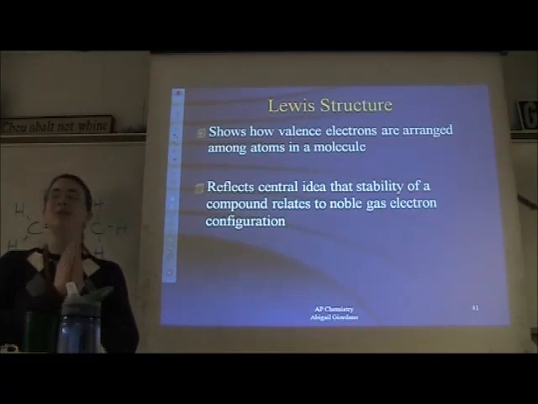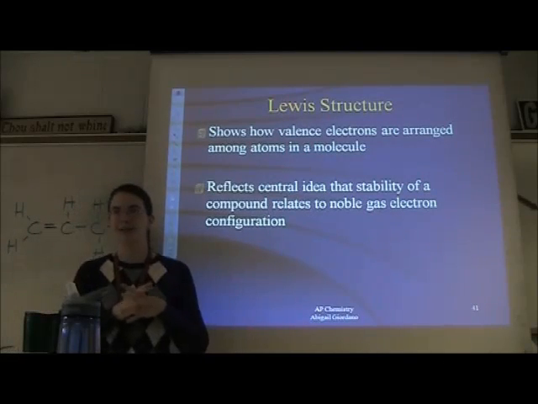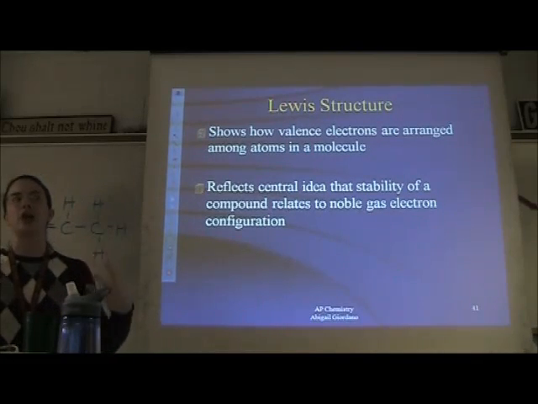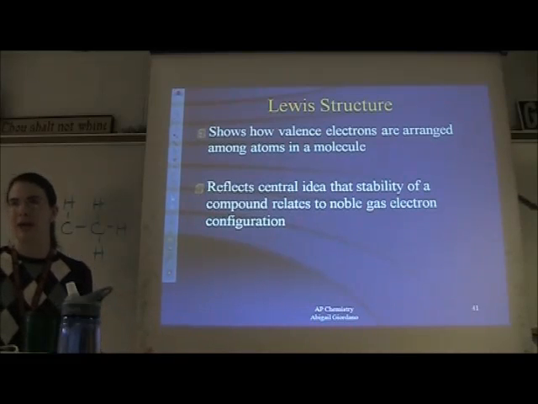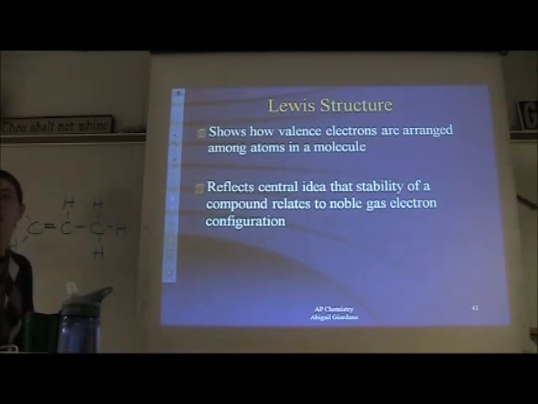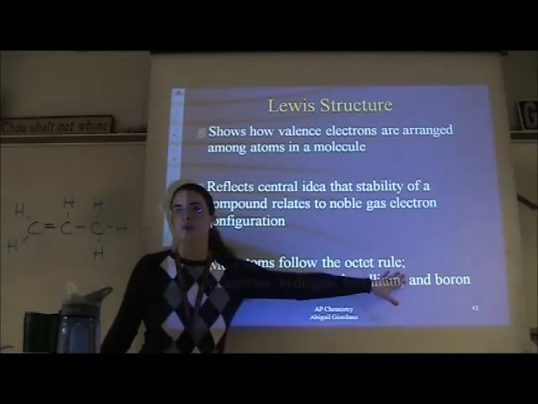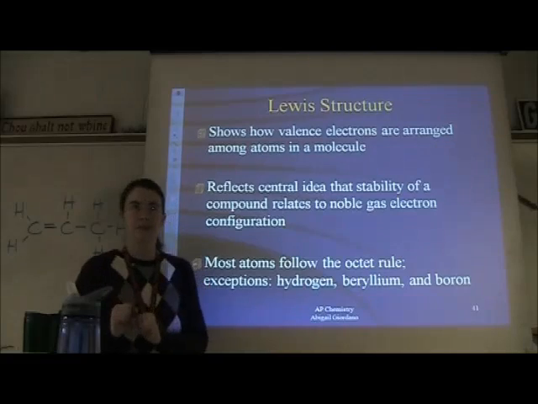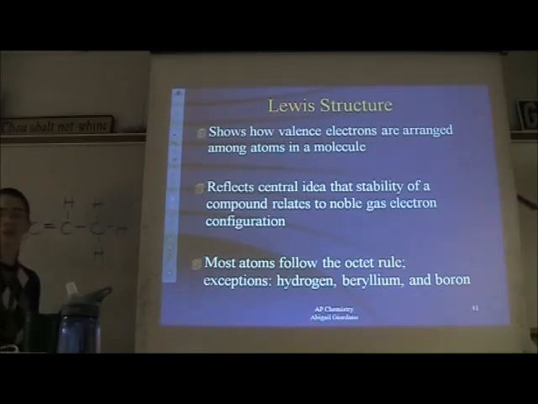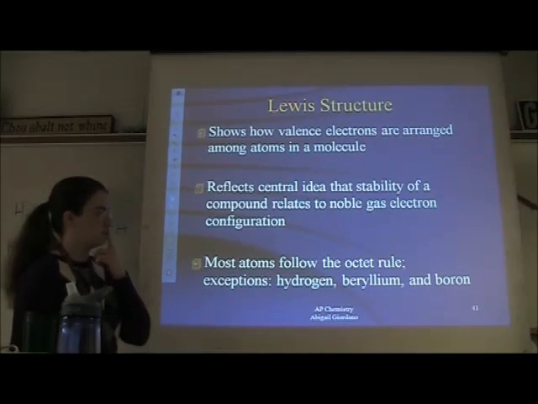What's so great about having 8 electrons around them? It makes them feel complete. It makes them happy. It makes them energetically stable. Okay? It makes them like a noble gas. And most atoms follow that rule. It's called the octet rule. Octet means a group of 8. There are some exceptions, which we're going to see today. These are some that you may have seen in Chem 1. We'll see some more later on today that you may not have seen before.